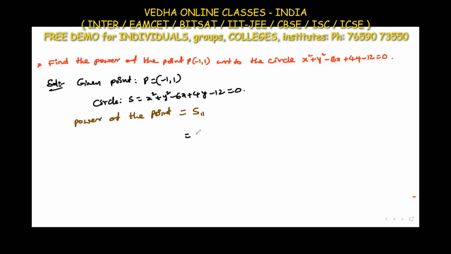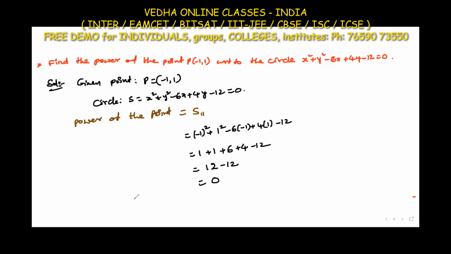Okay, so now x square minus 1 square y square, that is 1 square, minus 6x, minus 6 into 1, plus 4y, 4 into 1, minus 12. This equals minus 1 square is 1, 1 square is 1, minus into minus plus, 6 ones are 6, 4 ones are 4, minus 12. This equals 1 plus 1 is 2, plus 6 is 8, 8 plus 4, that is 12. So 12 minus 12 is 0.